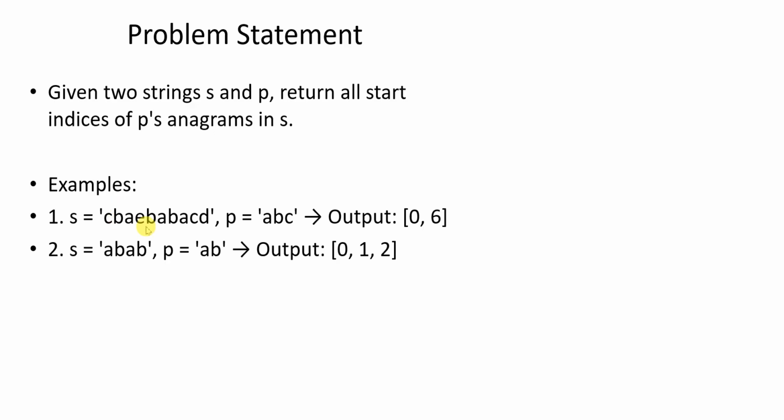Is BAE there or not? If it is there, then good, we can add the ith value of it, and then we'll check for AEB, and so on. We'll check like this. Now let's take the second example: p is AB, and the output should be 0 1 2. So how is it 0 1 2? AB is an anagram of AB, then BA is an anagram of AB, so 1, the starting index of that anagram, we have to return, and then again AB is an anagram of AB. So this is how we are doing it.